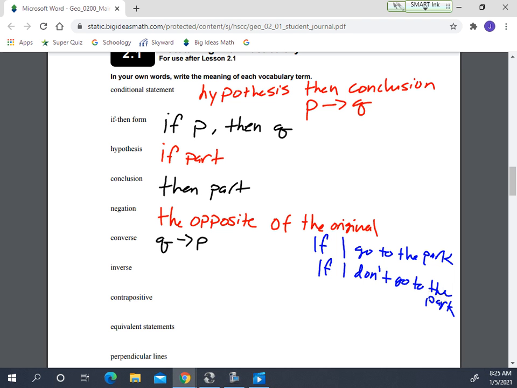The inverse is the opposite, or the negation. Hypothesis, then opposite, conclusion.